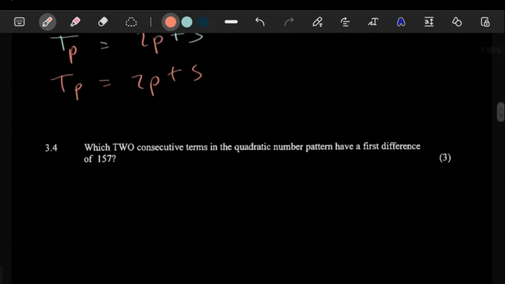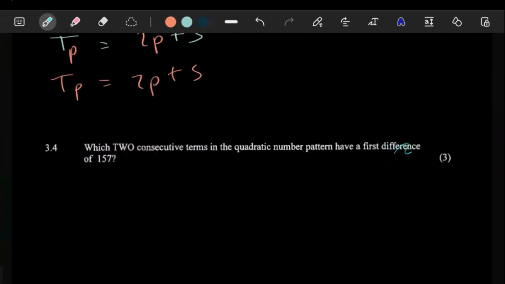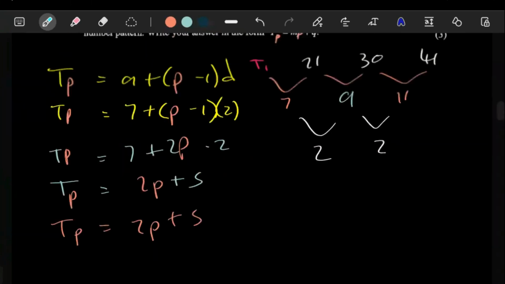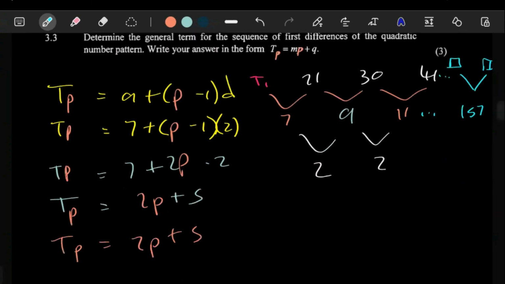Moving on. Which two consecutive terms in the quadratic number pattern have a first difference of 157? So all we know is these terms, these are their first differences. So somewhere along the lines, we have 157. You get it as a result of a certain value and a certain value. They want us to get those certain values, that will give us 157 if you perform your calculation.